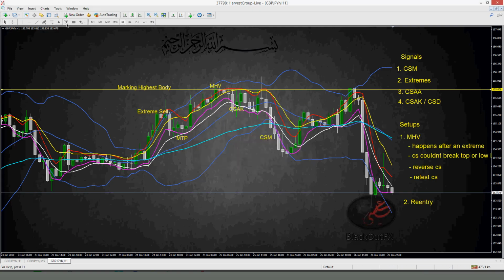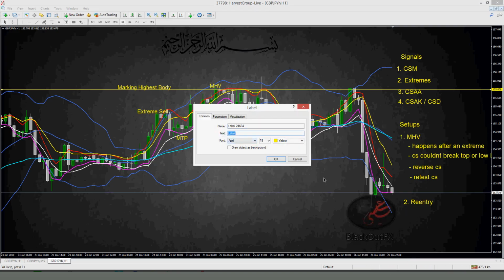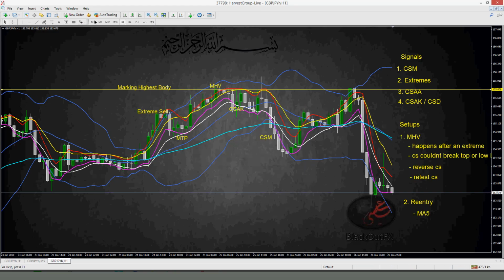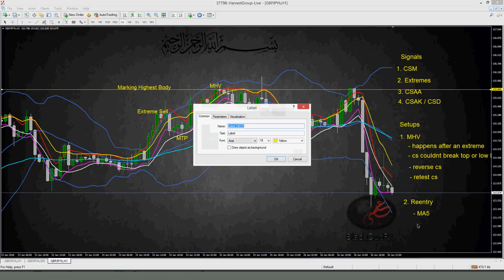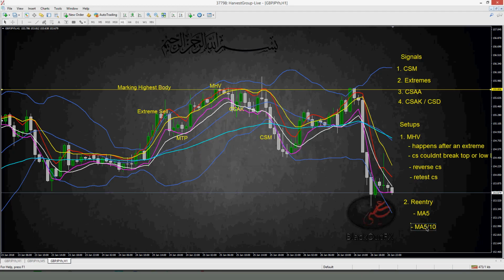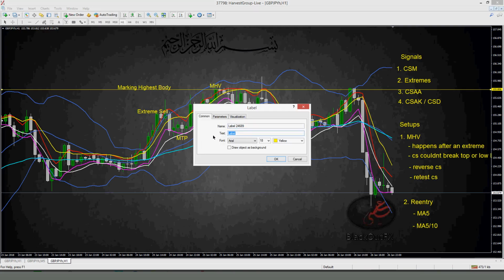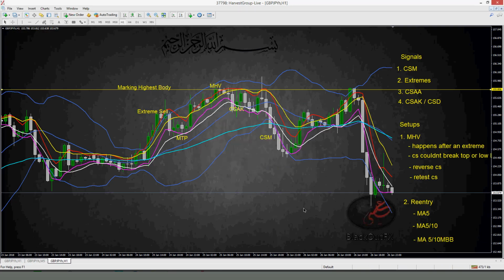So in BBMA, there are three points at which you can do your entry. The first one is at MA5. Then the entry at MA5 and 10, and then the next one is the entry at MA5, 10, and middle BB.